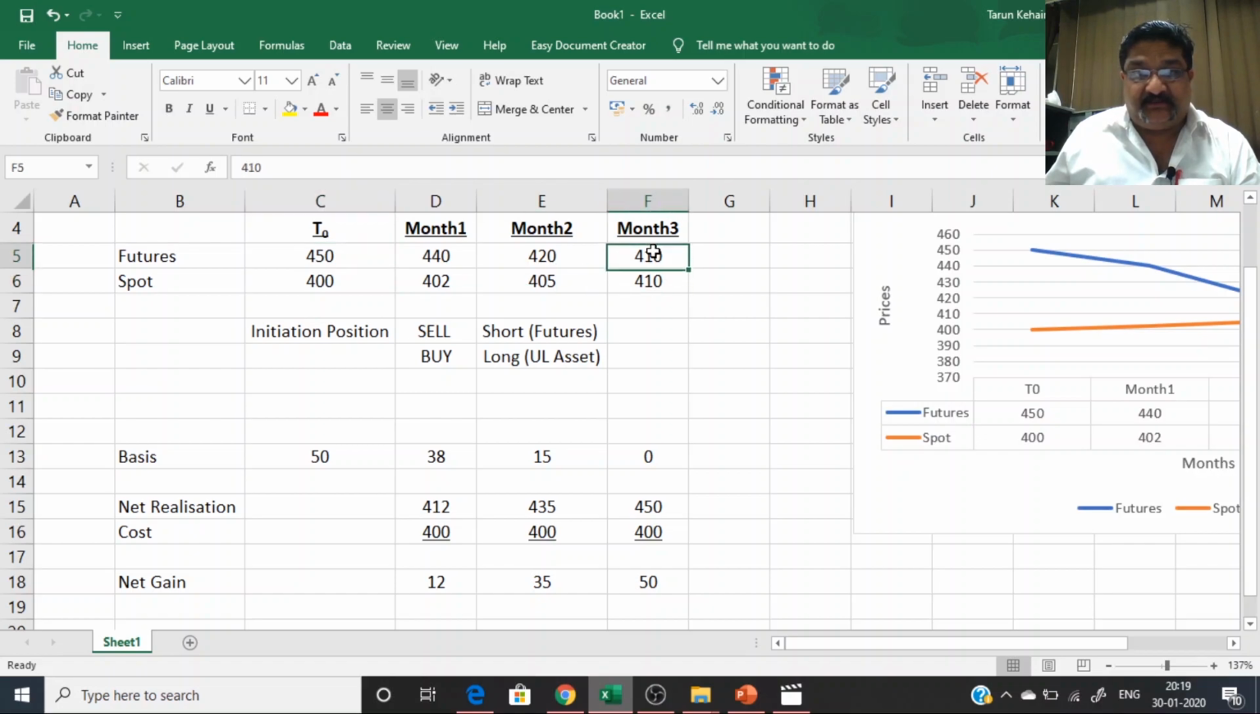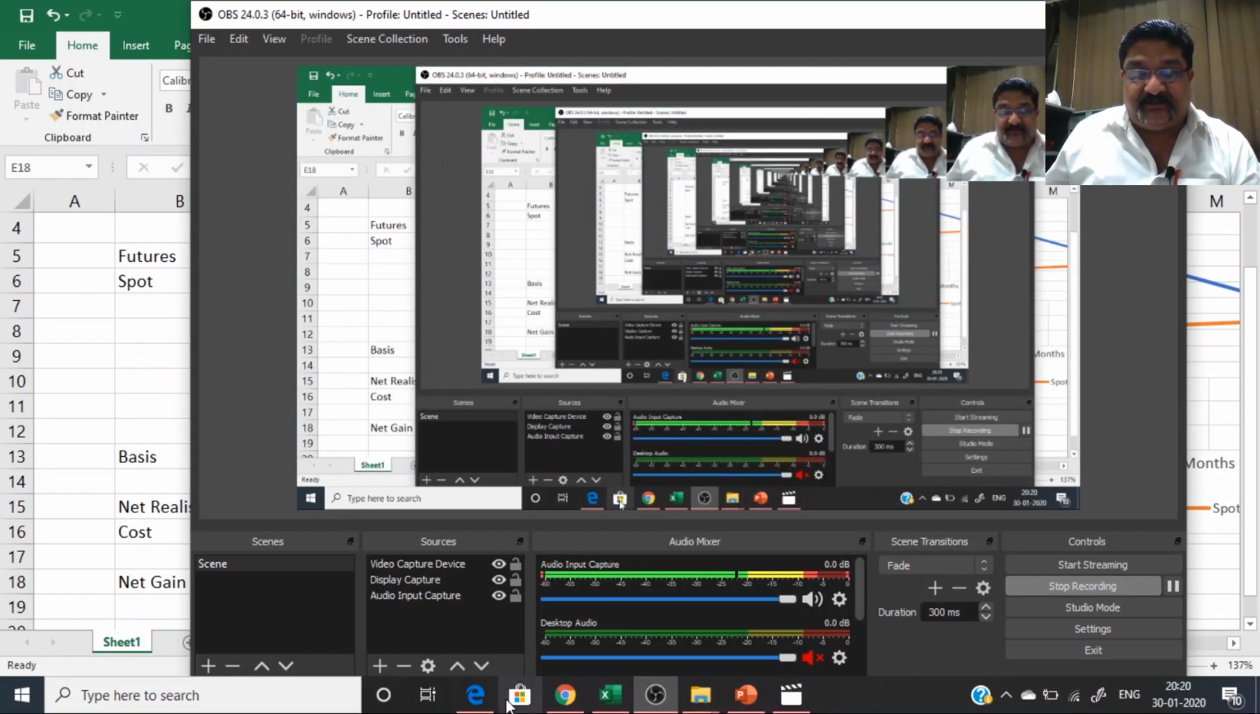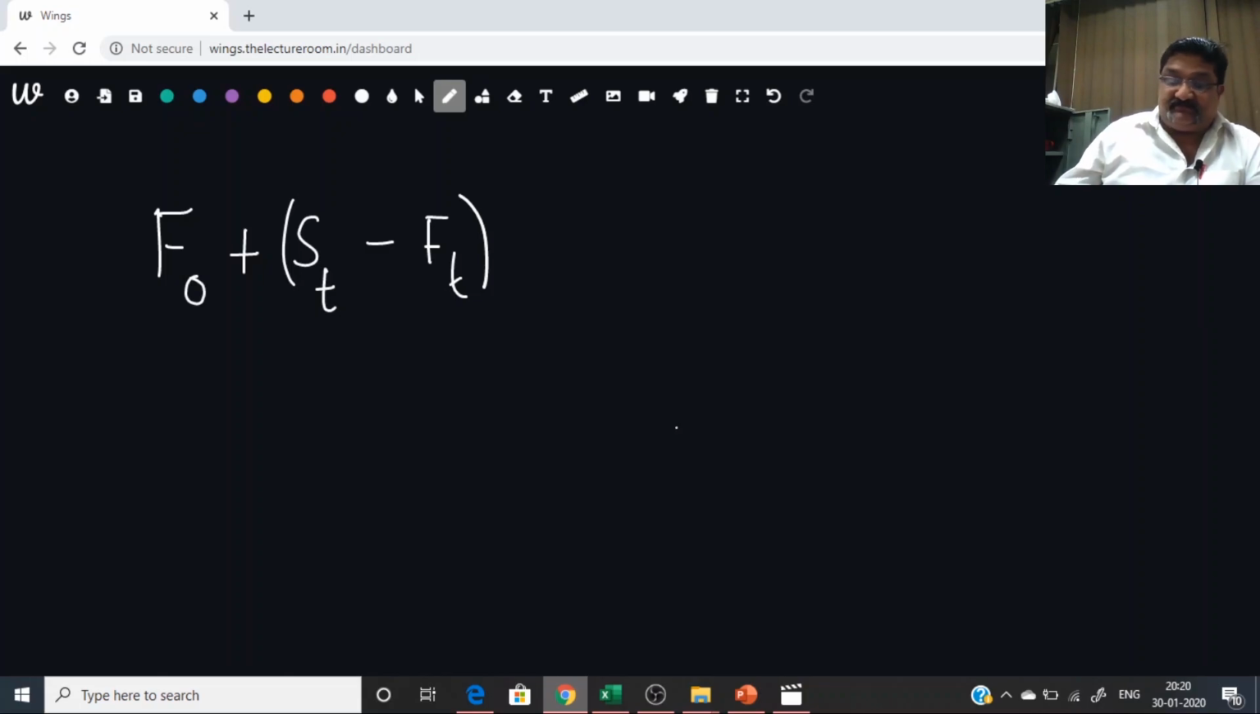In month 3, there is no gap between the spot and the futures, which means as you're moving across the months, in the first month when the gap was large, a larger gap reduced from your initial futures price to give you a lower net gain. In the subsequent month, there was a weakening of the basis, and therefore you reduce a lower amount from your initial contracted price to give you the net realization, and you had a higher net gain. And that, my dear friends, will actually tell you how basis risk works.